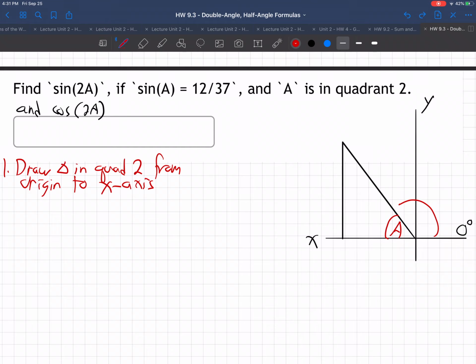You probably don't care about too many of those details. Let's just get on with the problem. So step number 1, draw the triangle in the second quadrant from the origin to the x-axis.